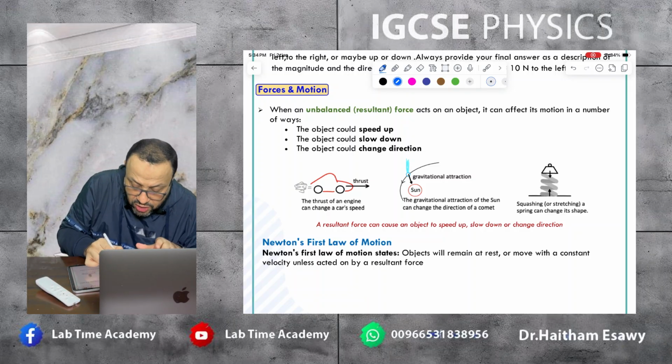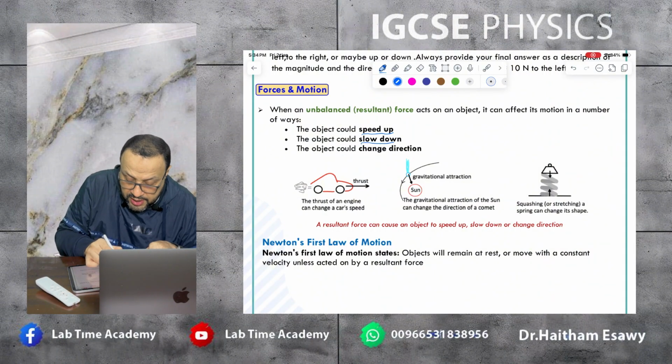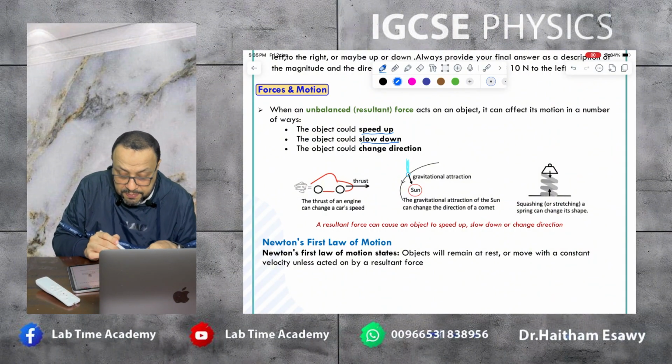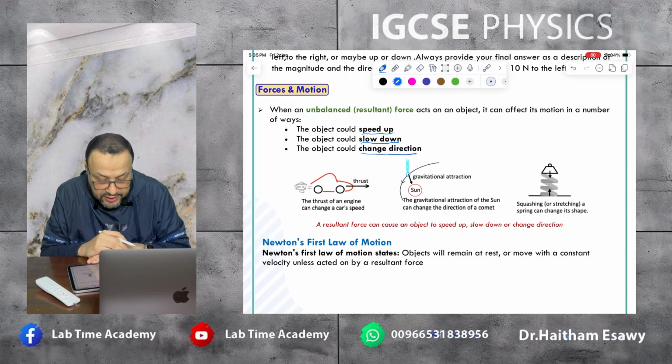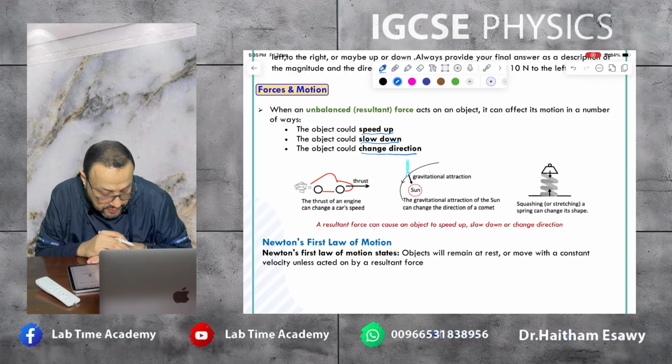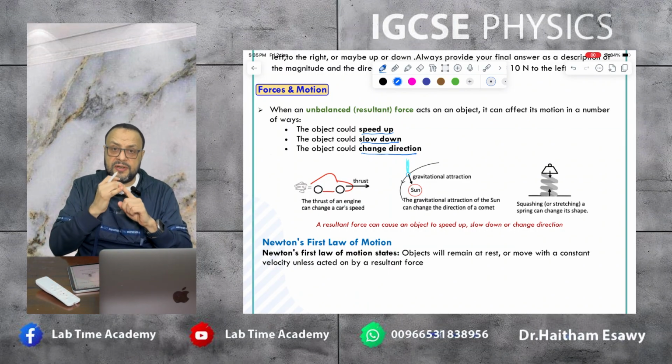So here we have maybe the object speeds up due to this force, maybe the object slows down, maybe the object could change its direction, as you see in front of you. And these are the examples. I'll talk about each one of them later. What about Newton's laws? Actually, we have Newton's first law, Newton's second law, and Newton's third law.